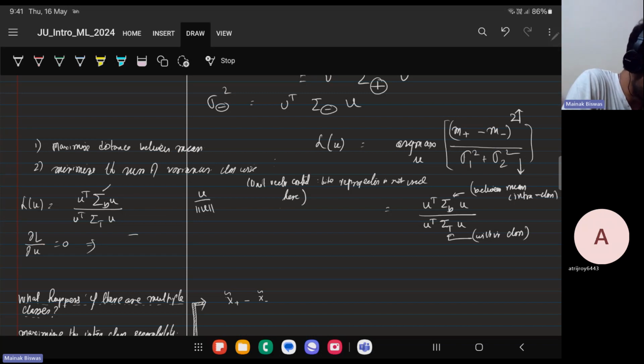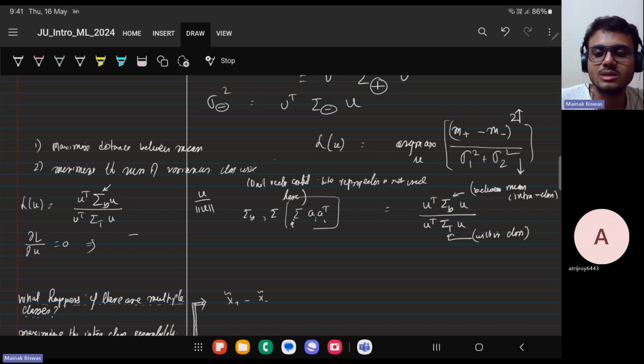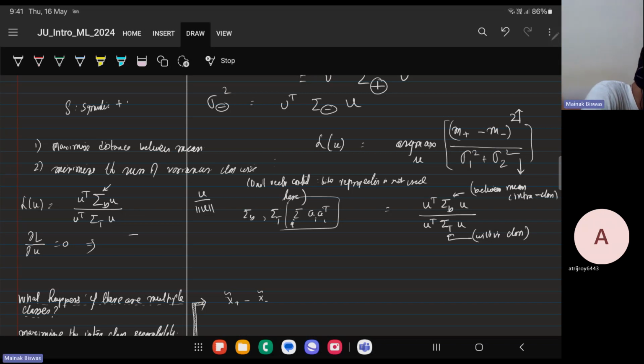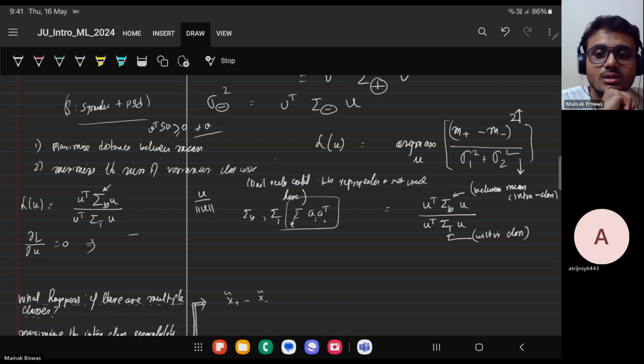Numerator will be, again, this is a symmetric matrix, sigma b, sigma t. This is of the form A transpose A, summation of, right? Both are of the form A transpose A, so they are symmetric. All covariance matrices are symmetric and positive semi-definite, right? Because v transpose S v is greater than or equal to 0 for all v. Do you agree? That's how we have defined covariance matrices. From variance they have come, right?